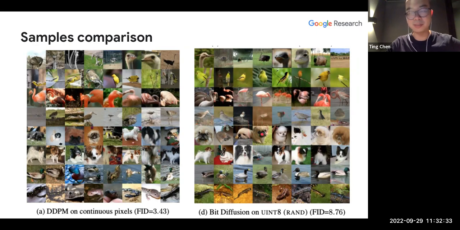Just to convince you, the samples are actually pretty good when you model image as discrete categorical pixels. Here on the left is continuous modeling, DDPM, which gets a very good FID. And then this is the modeling as categorical. The FID is larger, which is worse, but you can see the image quality is actually also very good from eyeballing things. Each row here, I should mention, is a class.